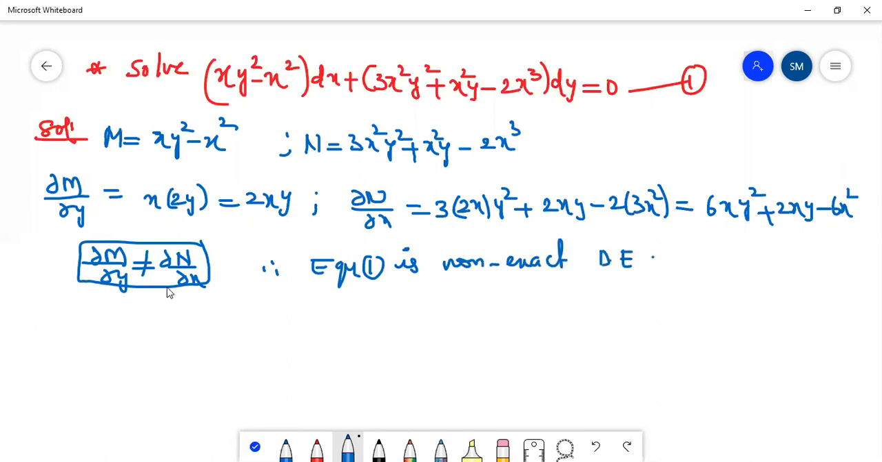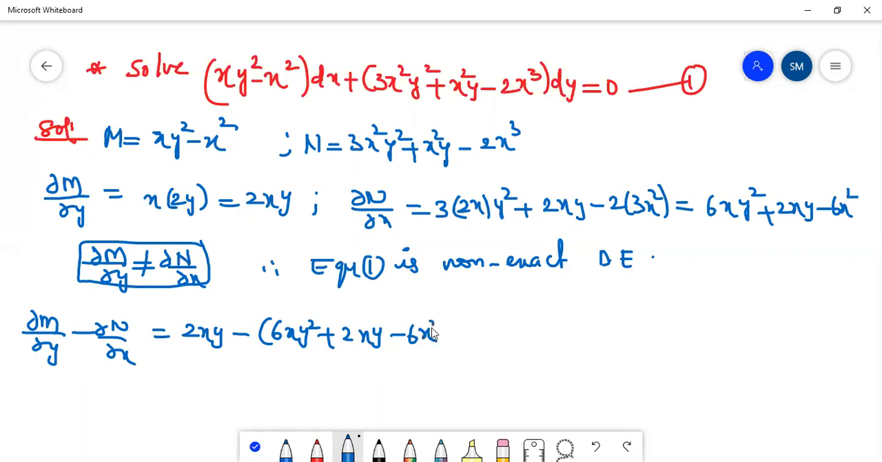Next, we can take the difference. Why? Because it is not homogeneous and not in the other form of y f of xy dx plus x g of xy dy equal to 0. So we can take the difference. That difference is dou M by dou y minus dou N by dou x, which is equal to 2xy minus of 6xy square plus 2xy minus 6x square.